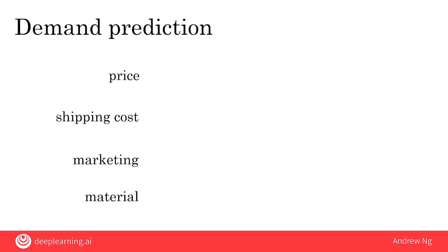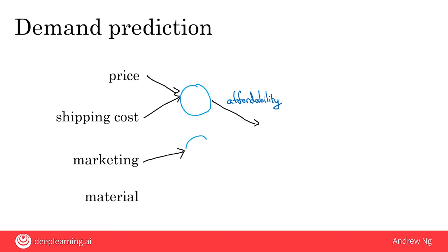You know that your customers care a lot about affordability. So let's say you have one neuron, and let me draw this one in blue, whose job it is to estimate the affordability of the t-shirts. And because affordability is mainly a function of the price of the shirt and of the shipping costs. A second thing that will affect the demand for your t-shirts is awareness. How much are consumers aware that you're selling this t-shirt? So the main thing that affects awareness is going to be your marketing.